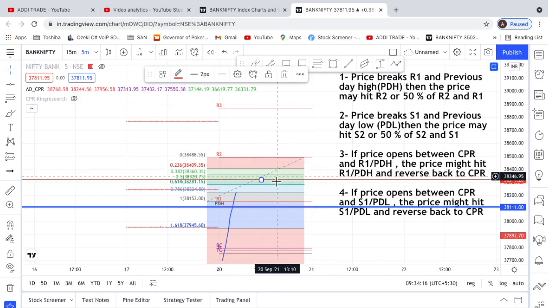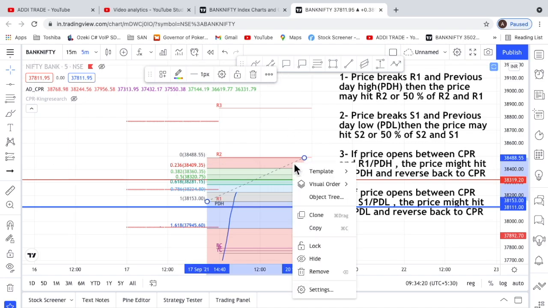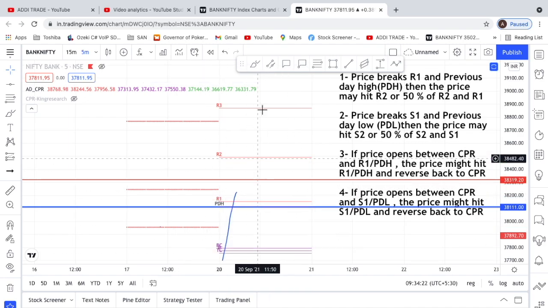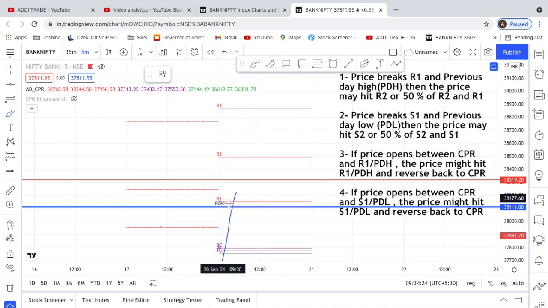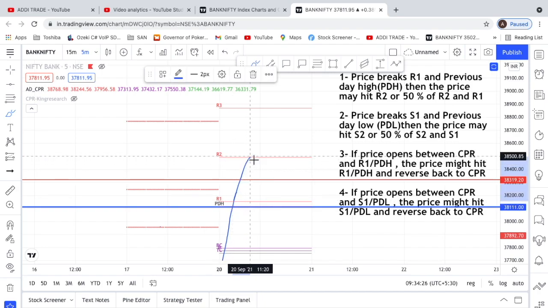So I have marked 50% of R1 and R2, and we can remove this fib. It will look too messy with the fib. So what this states is either we might see R2 or we might see 50% of R1 and R2. This will be the target. So the moment R1 breaks and the previous day high breaks, we can enter with this as the target. And based on price action, if we get a price action that might be reversing from here, we'll have to book profit, or we can sit for R2.